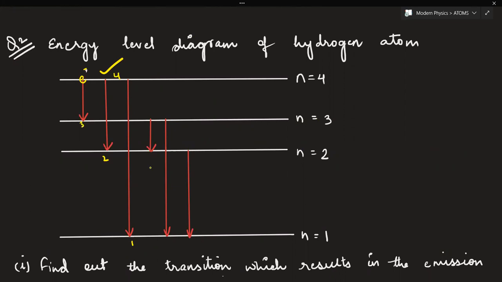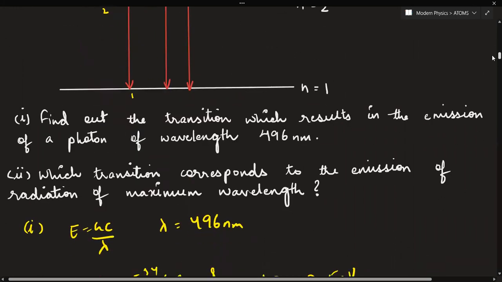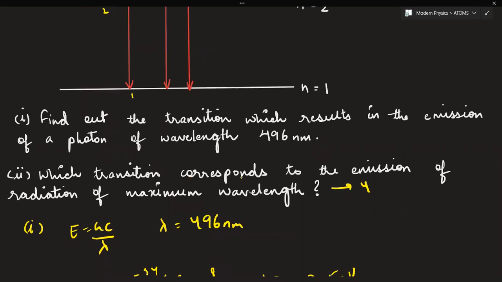And the second part says maximum wavelength. So which one will have the minimum energy? Obviously from fourth to third you will have the minimum energy, because this difference is very small and the values are also small. So if energy is minimum, maximum wavelength will be there. So the answer for the second part is from fourth to third.